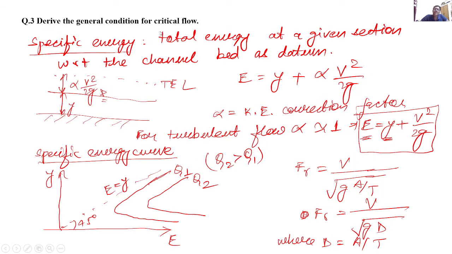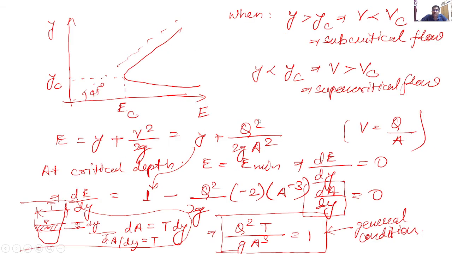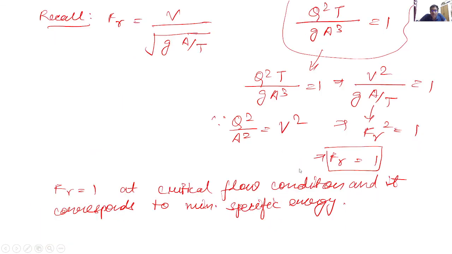Then we derived the general condition for critical flow. This condition is very important. If you ever get stuck in any problem related to critical specific energy, or critical depth, just go back to the basics. This is the first principle: Q square T by g A cube is equal to 1. Always go back to the basics. That is what I would advise. Rather than memorizing expressions, just go back to this expression. It would do you very good. You just need to remember one expression and everything else will be solved. Yeah, and we also found out that the Froude number is unity at critical flow condition and it corresponds to the minimum specific energy.